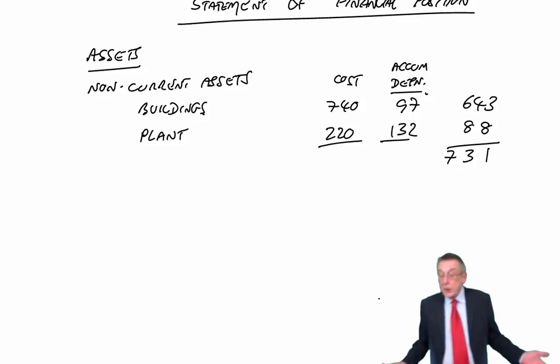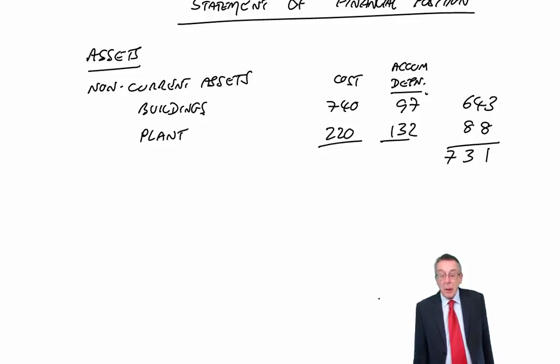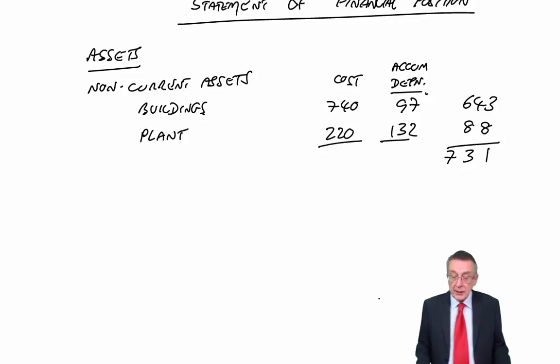Now on paper-based, how you show it is up to you. I would show it like that. You could show just the 731 and separate workings. On a computer, there'll be space to fill it in. It'll be clear how they want it shown.